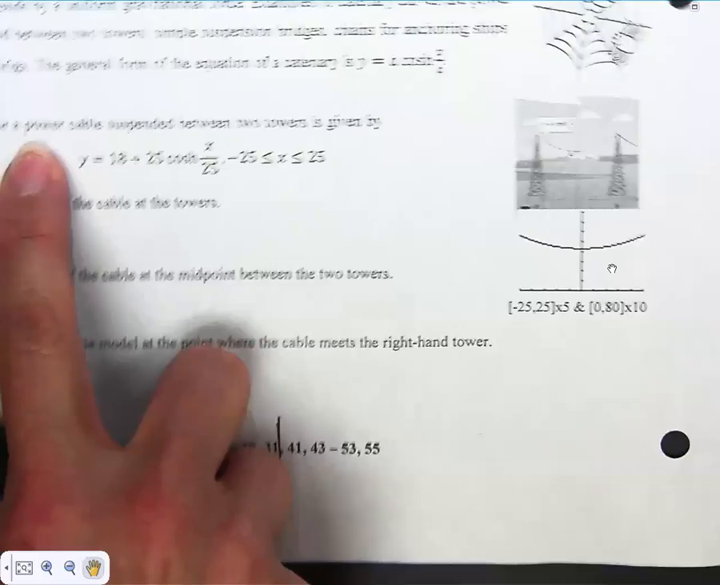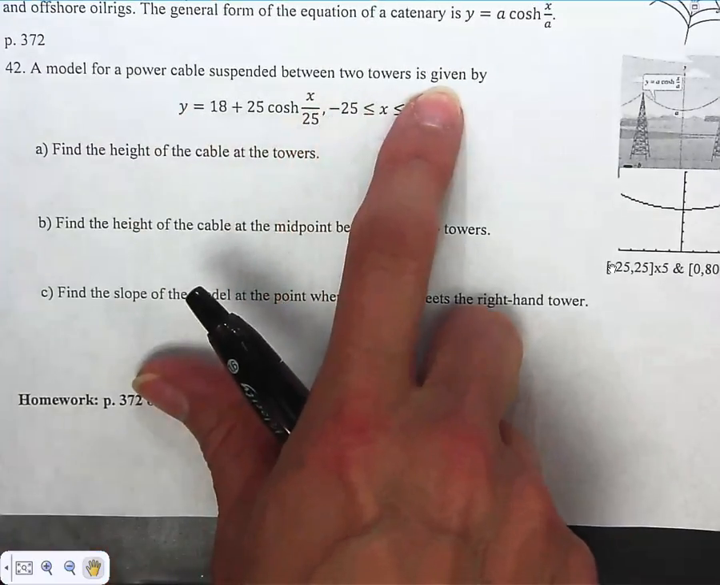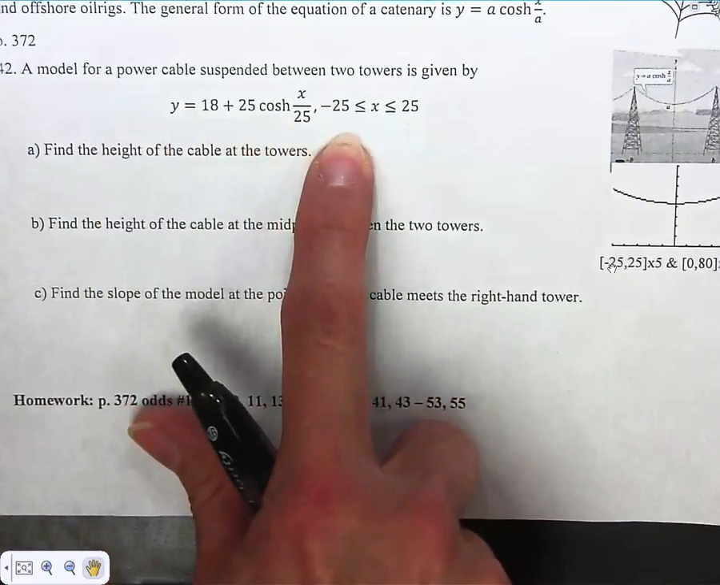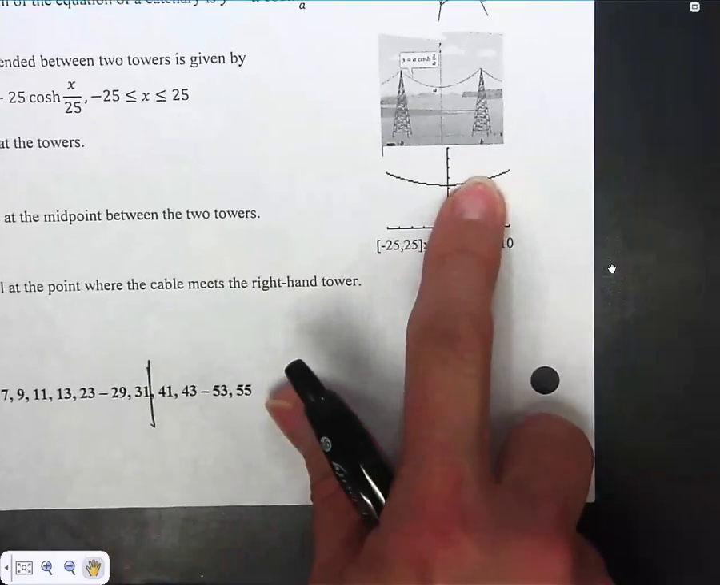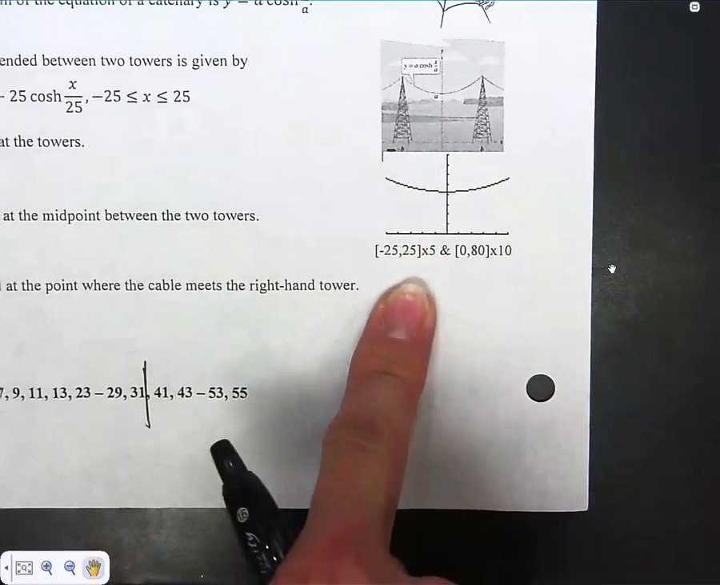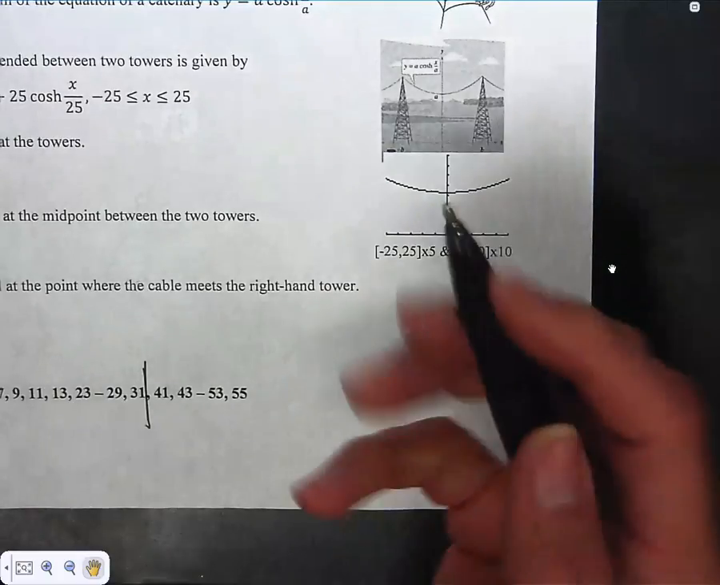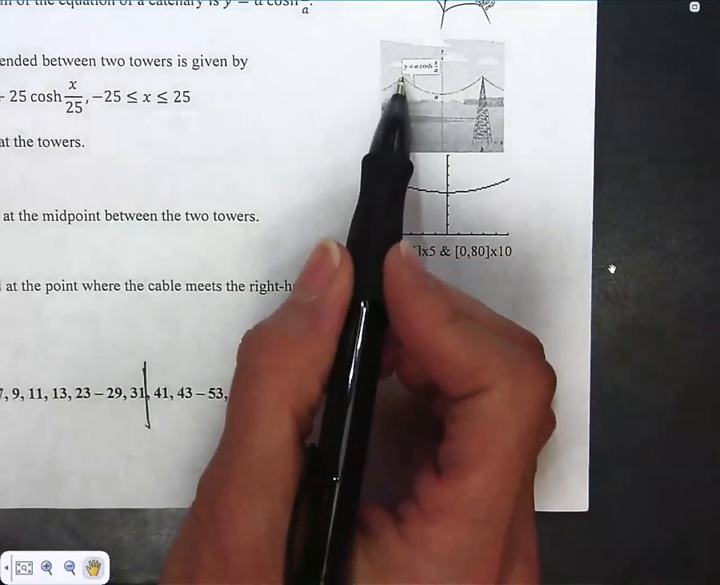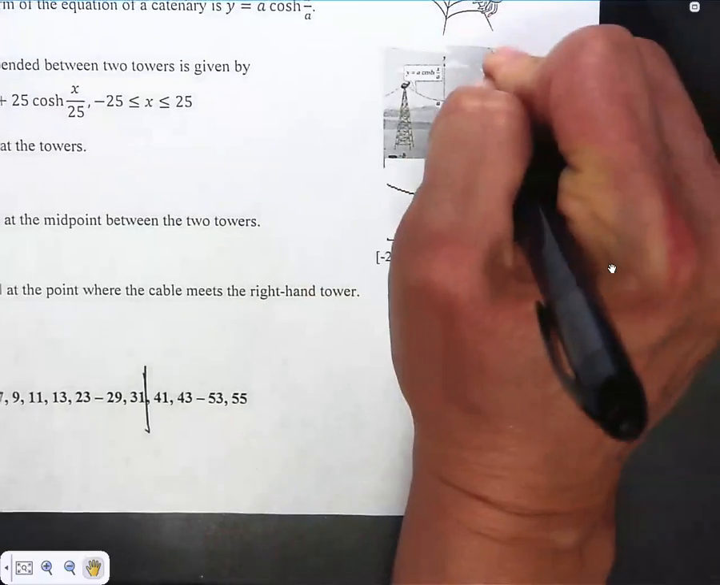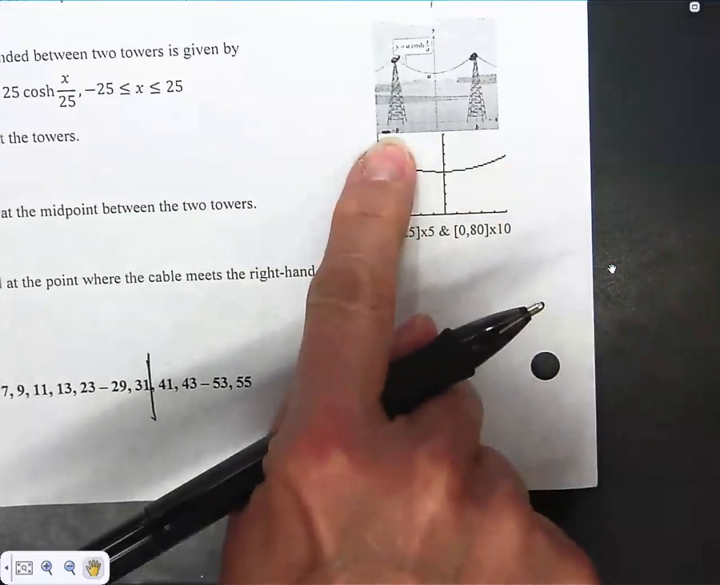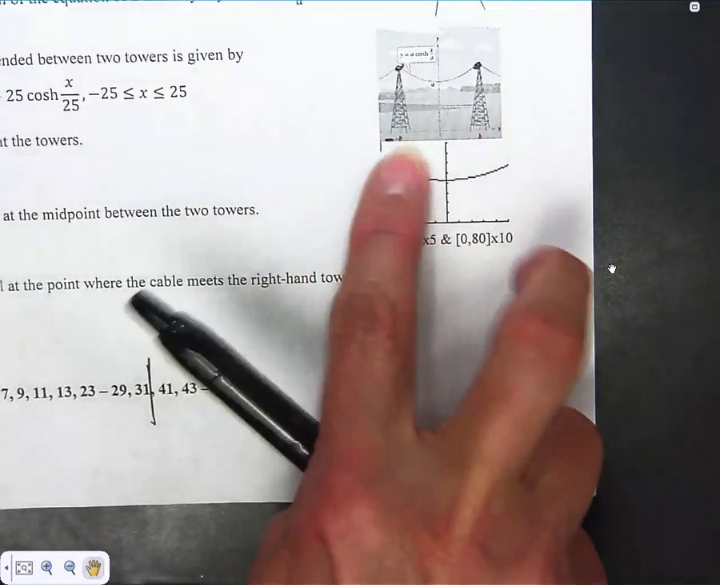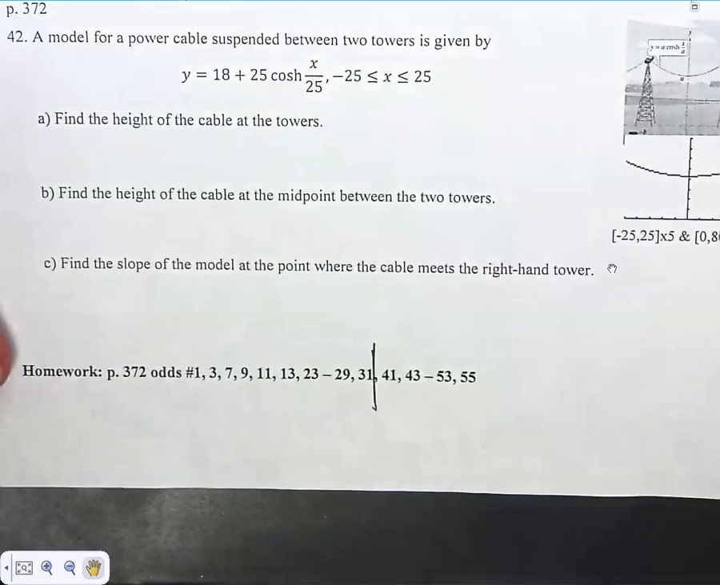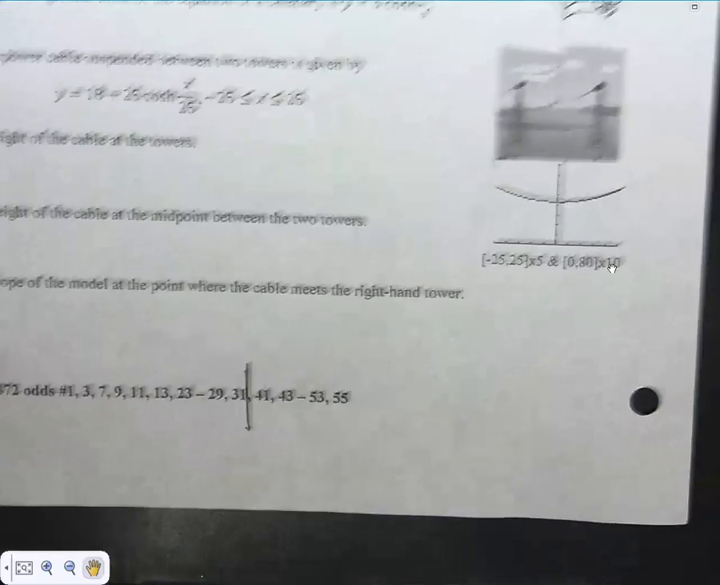A model for a power cable suspended between 2 towers is given by this equation for x's between -25 and +25. And then they provided the picture for us, and then I graphed it on my TI-83 just to see what it looks like. If we call the point directly beneath the tips of those 2 towers B and -B, B is 25. So our towers are located at 25 and -25, and the cable between them is modeled by that equation. I need to show you that.